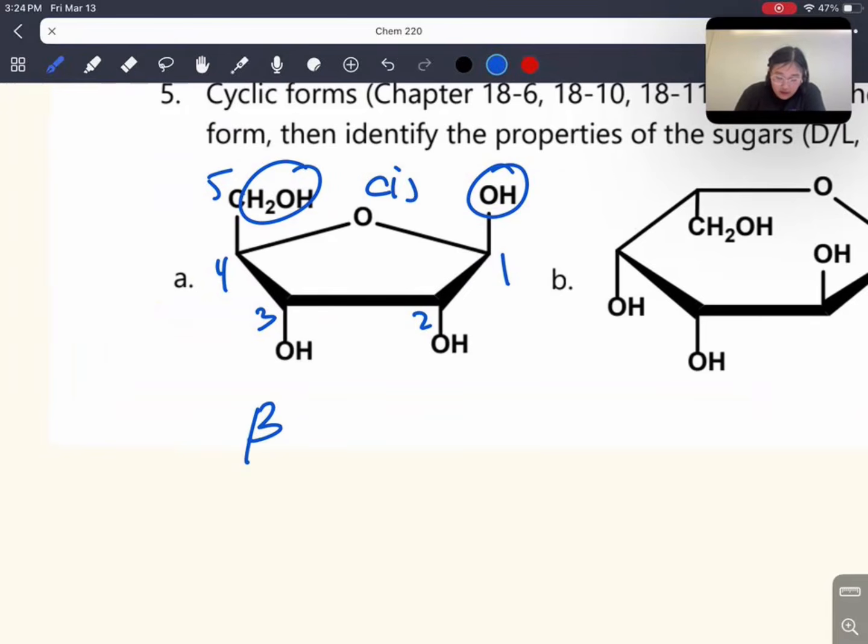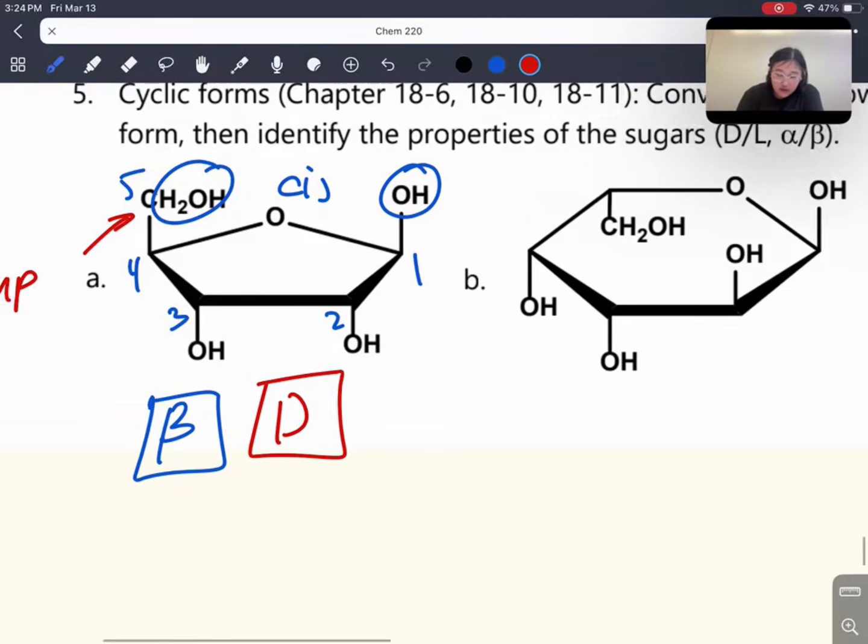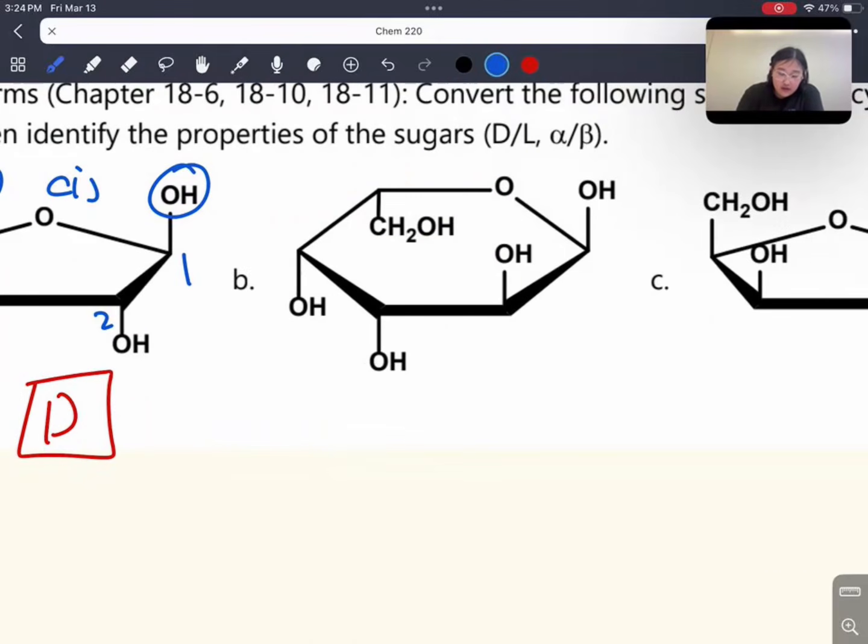Now to identify whether this is a D or an L sugar, I look to see if my CH2OH group is pointed up or down. Since my CH2OH group is pointing up, that means I have a D sugar. Now let's move on to the next one. I'm going to number my carbons. Is my CH2OH group and my OH group on my anomeric carbon, or carbon 1, cis or trans to each other?